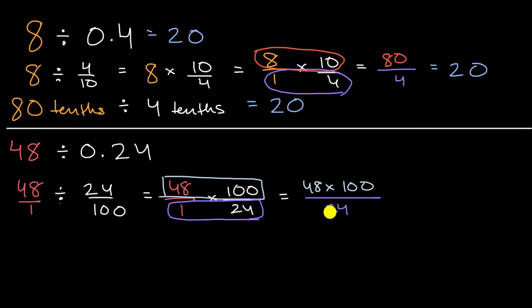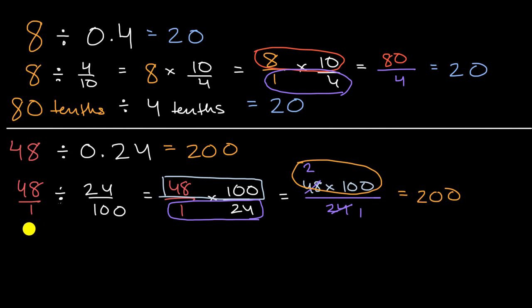And so what is this going to be equal to? 48 times 100 divided by 24. Well, we could divide the numerator and the denominator by 24. If we did that, 48 divided by 24 is 2, and 24 divided by 24 is 1. So we're left with 2 times 100 divided by 1. Well, 2 times 100 is equal to 200. And then you divide that by 1, you still get 200. So there you have it. This is equal to 200.